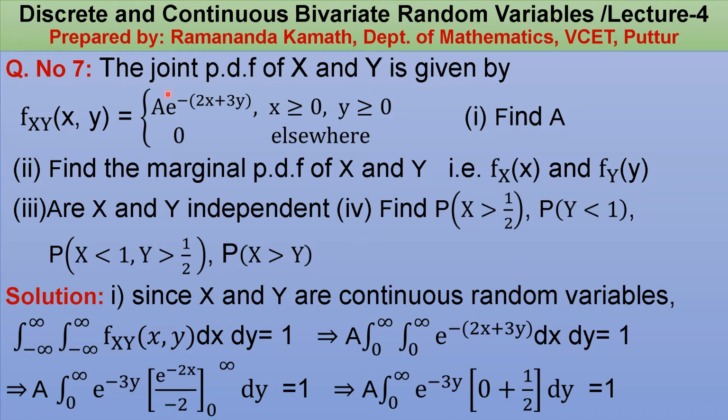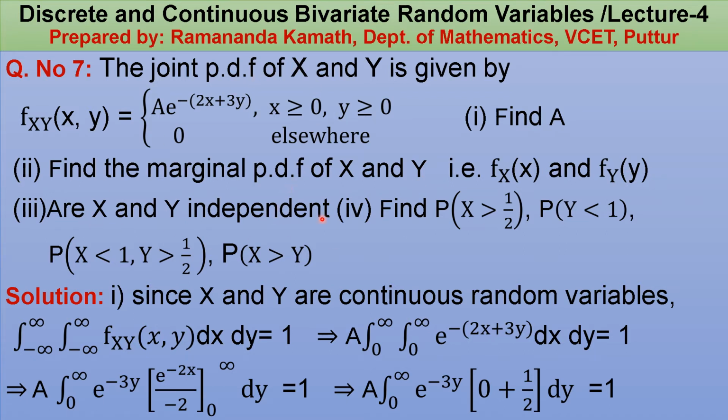Question: the joint probability density function of the random variables x and y is given by fxy of x comma y is a into e power minus of 2x plus 3y for x greater than or equal to 0, y greater than or equal to 0 and defined as 0 elsewhere, means for x less than 0, y less than 0, fxy of x comma y is 0. Find the constant a, find the marginal probability density function of x and y. That means fx of x and fy of y. Are x and y independent?